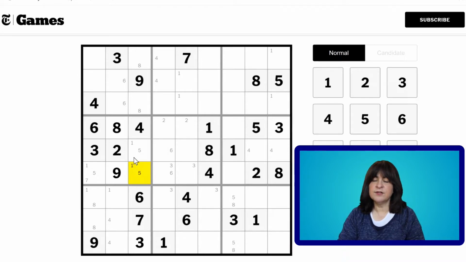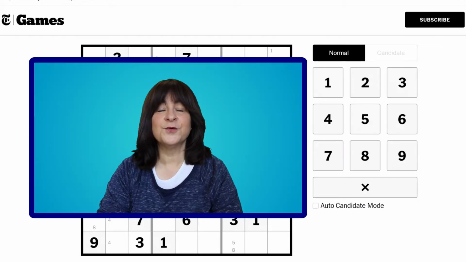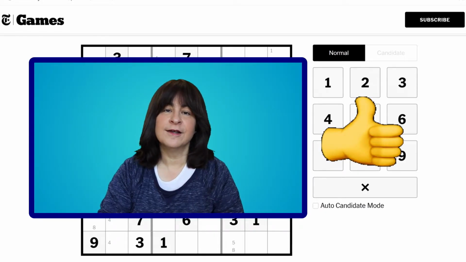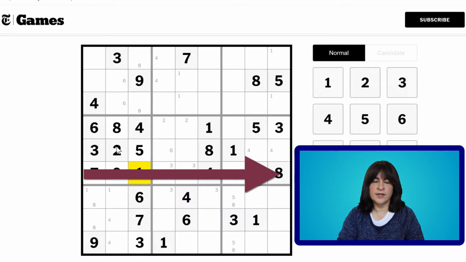So since the 7 cannot be in either of these 2 cells, then this cell must be a 7. And since there's a 1 here, this cell must be a 5, and then this cell is a 1. And so now we've just solved block 4. So now this row has only 3 cells left. Let's see what's missing. 1, 2, 3.